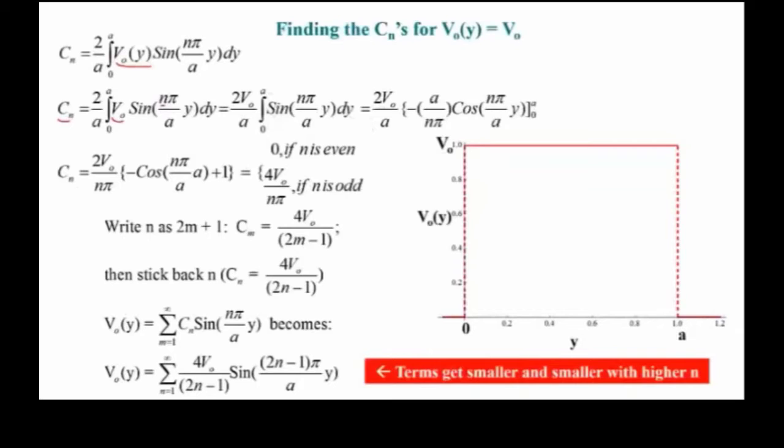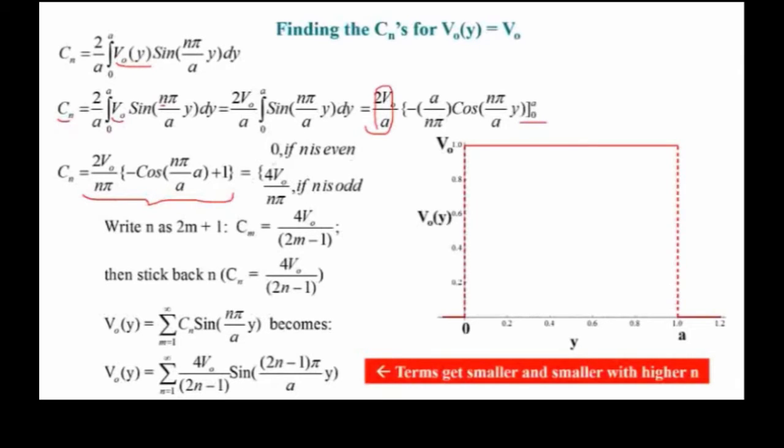When you take that integral here, you get the constant right here, then you get minus a over n pi cosine n pi over a y, that's the integral, and then you evaluate that at the endpoints. If you do that, you could use this right here. You don't have to identify the fact that it's 0 if n is even, and it's equal to this if n is odd.